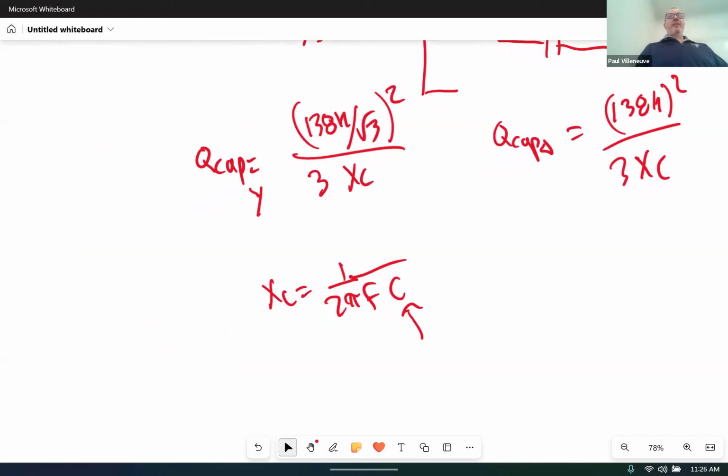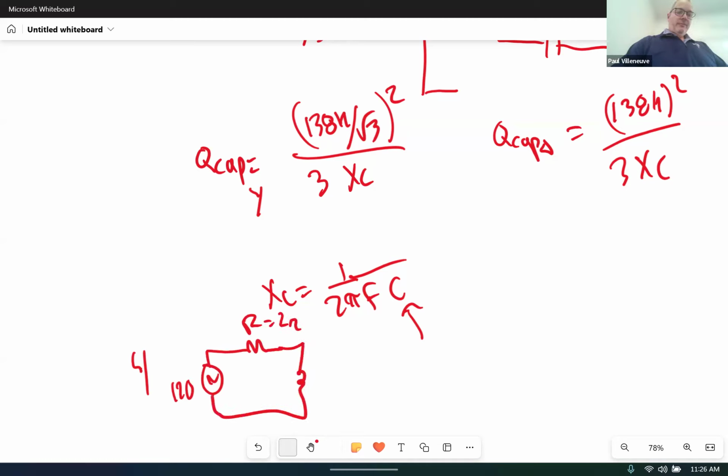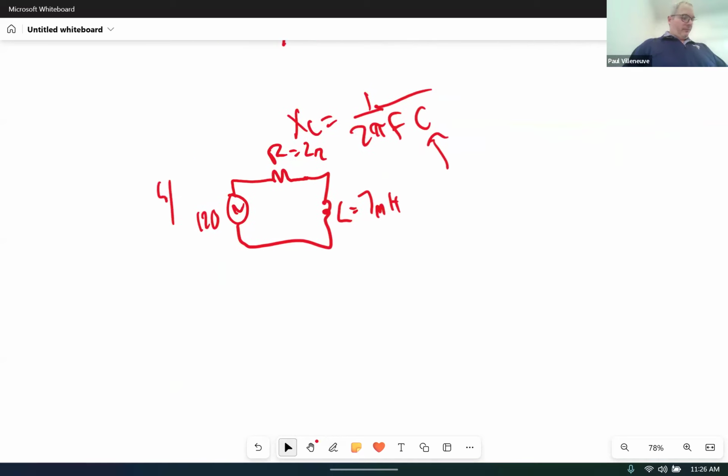Any more questions on number 3? Number 4. Let's draw a circuit. So what is the current from the power supply?